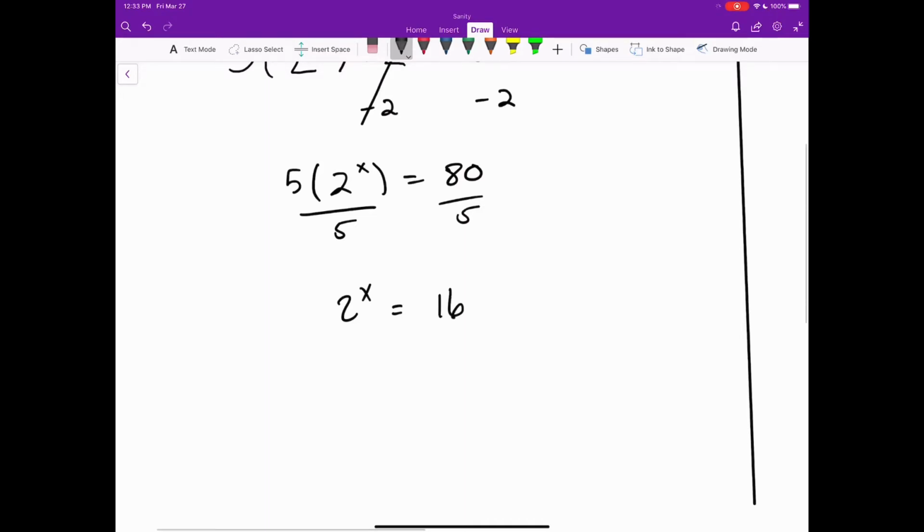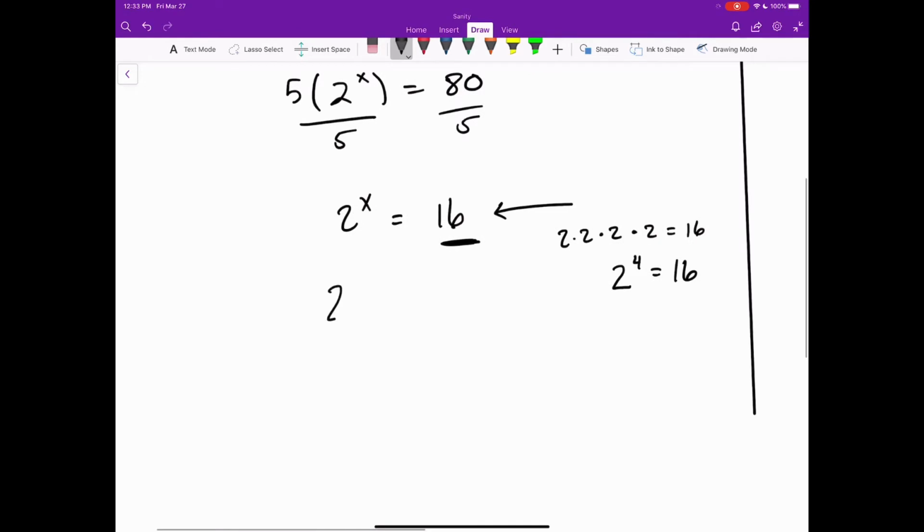And we could do our change of base formula, or we could stop real quick and say, hey, can you write 16 as some sort of power of 2? I know that 2 times 2 is 4, times another 2 is 8, times another 2 is indeed 16. So I can write 16 as 2 to the 4th power. So I'm going to do that to the right-hand side of my equation here. I'm going to say 2 to the power of x equals 2 to the 4th power.